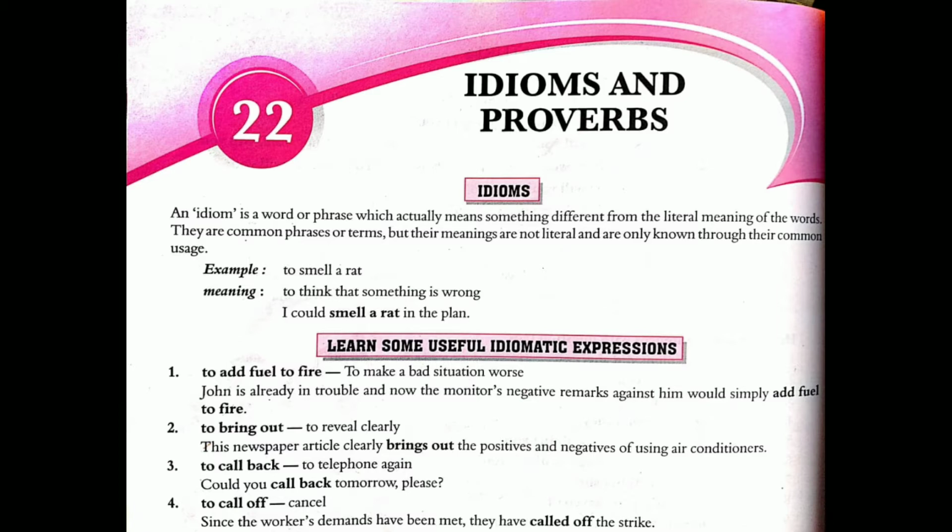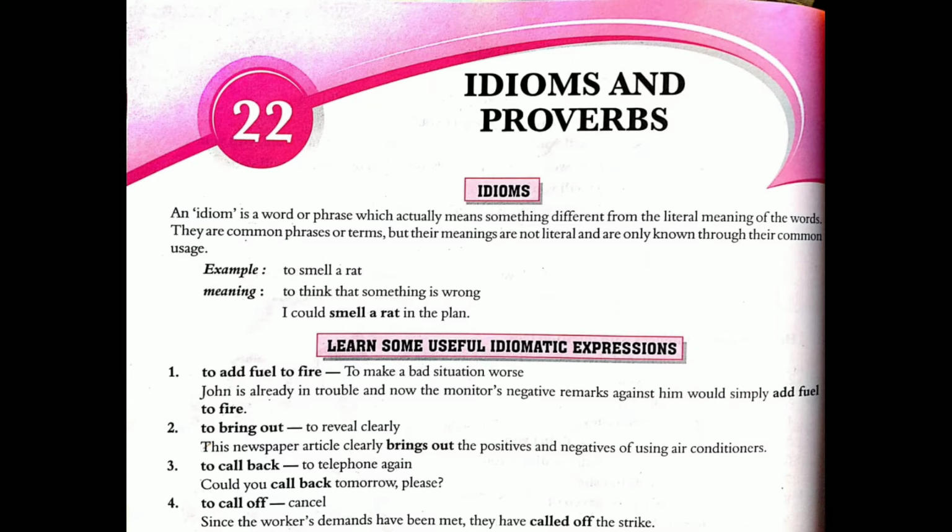Number one, to add fuel to fire. Fuel, like petrol and other things, makes the fire brighter and stronger. So what does it mean in English? Not in the same way, it means to make a bad situation worse. As the fire gets stronger by putting more fuel, here also John is already in trouble and now the monitor's negative remark against him would simply add fuel to fire. This is how we use this phrase to show that things have become worse.